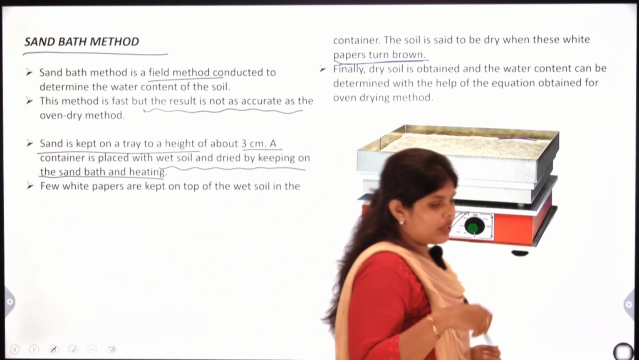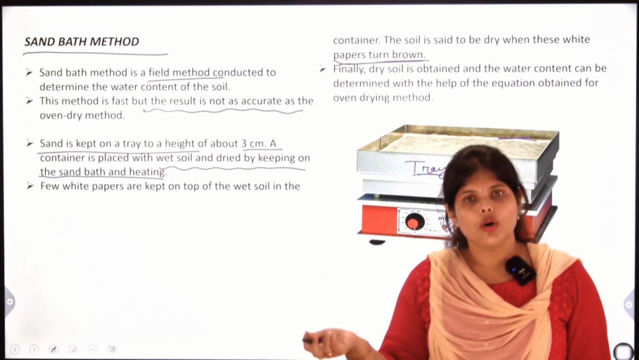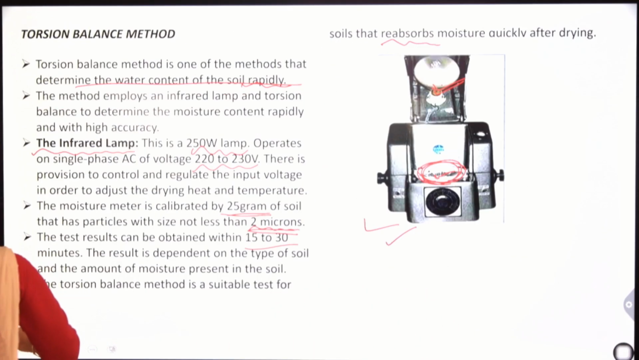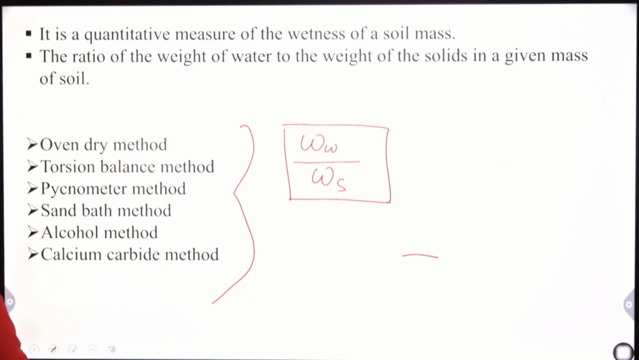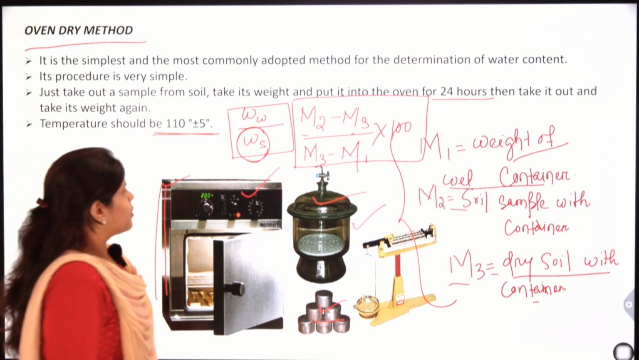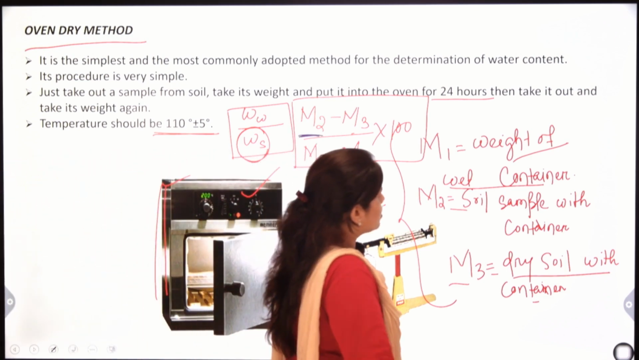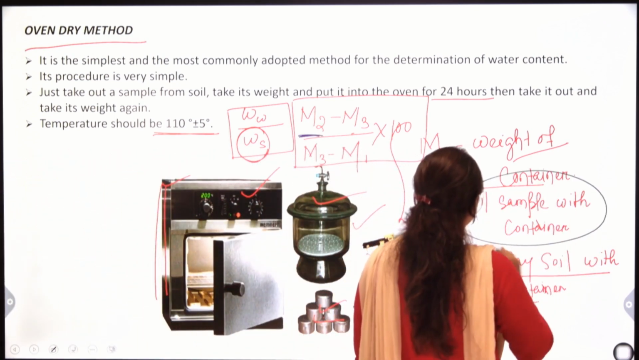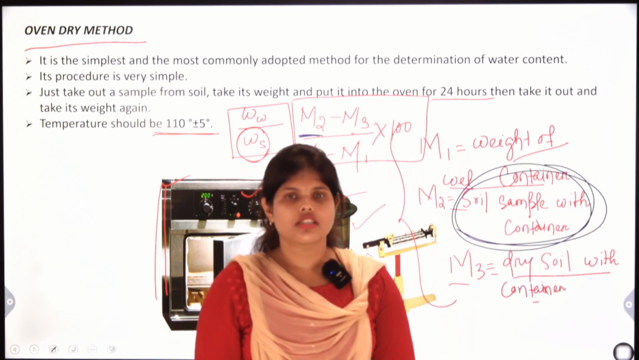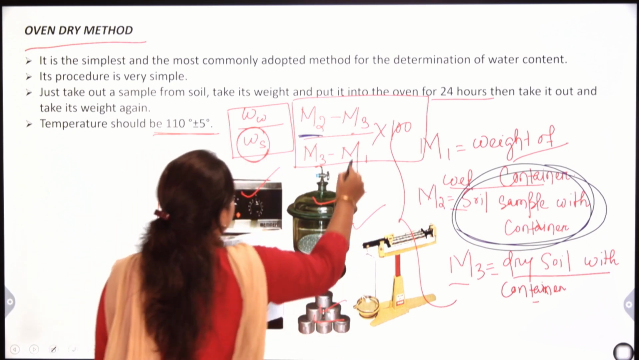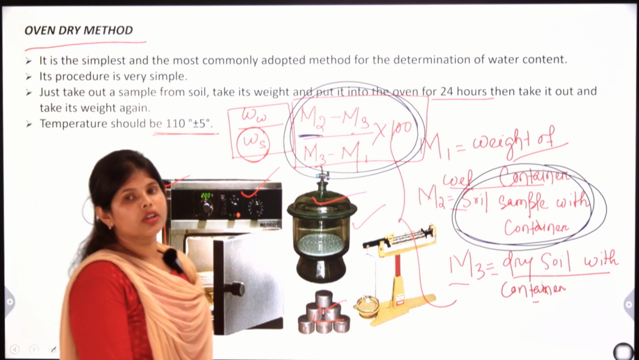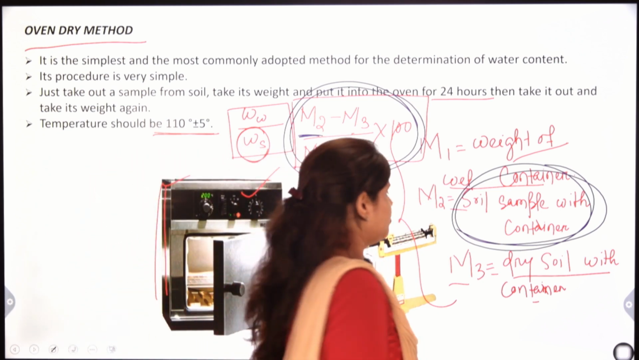So by putting in the formula of the oven drying method, in this formula, M2 is the soil sample with container, which is the wet soil sample, and M3 is the dry soil sample. This formula we will also use in the sand bath method.